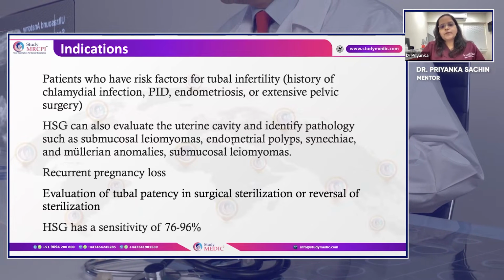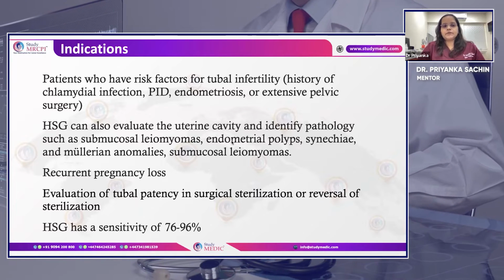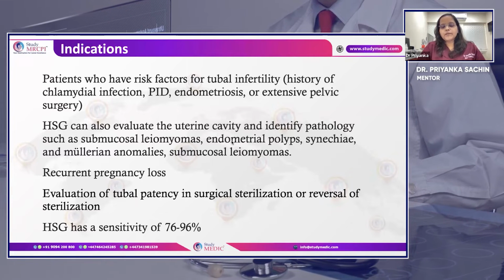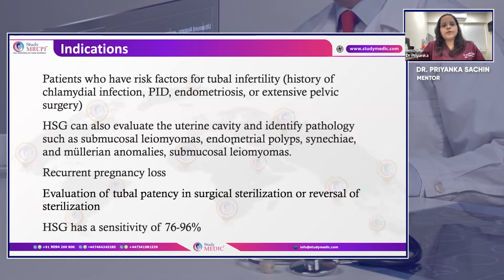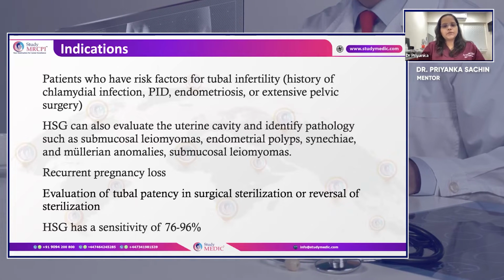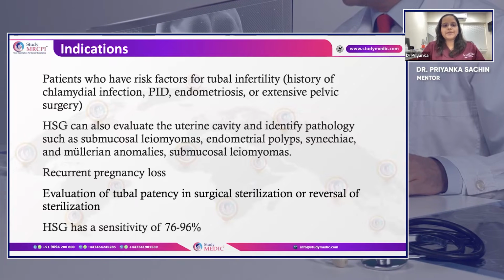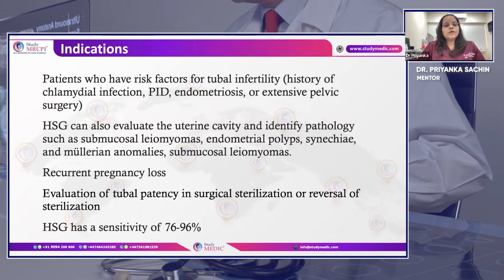Also, it is used to evaluate the uterine cavity anatomy and identify pathologies like endometrial layer pathologies, especially submucosal leiomyomas, endometrial polyps, synechiae, and any Mullerian anomalies, and also in cases of recurrent pregnancy loss. So the main indications are evaluation of infertility and recurrent pregnancy loss.